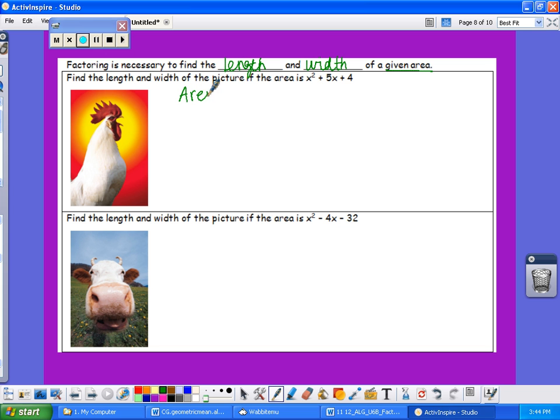Area is equal to the length times the width. So what I know here is that the area is, what is it? Read your problem. X squared plus 5x plus 4 equals something times something. So really what I'm trying to do is factor. So I'm going to do that.